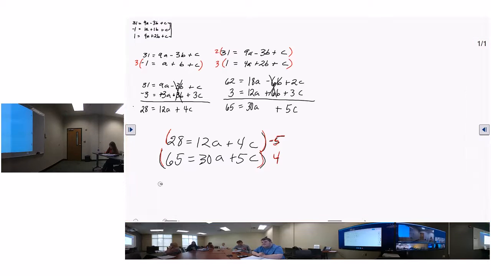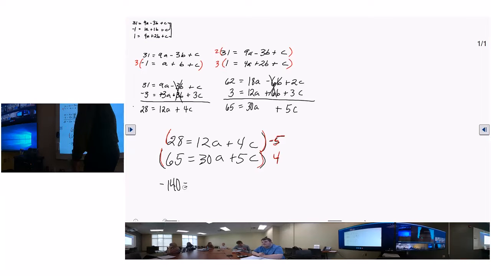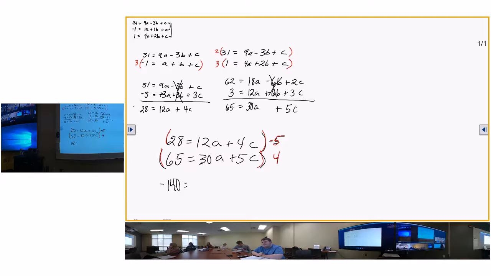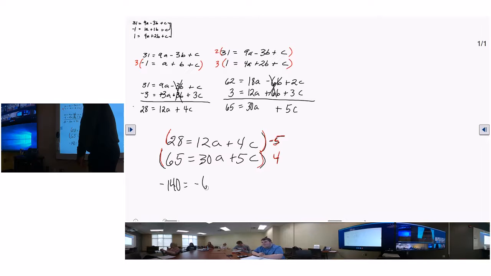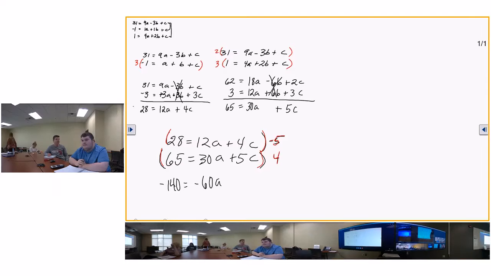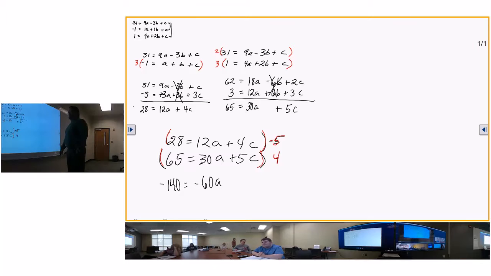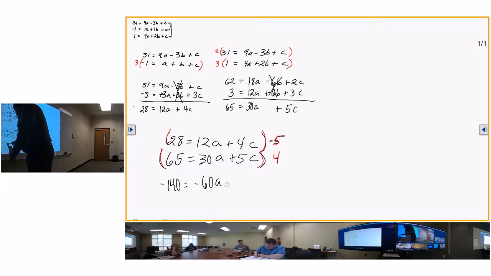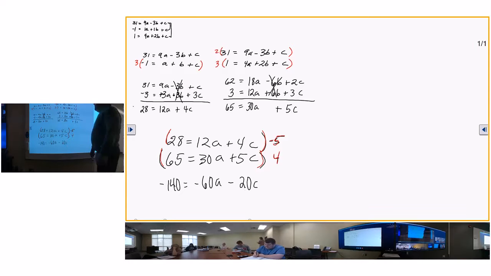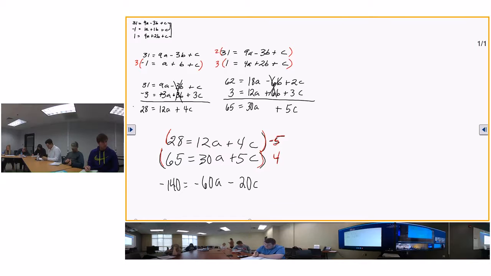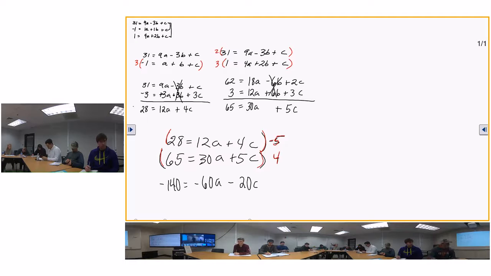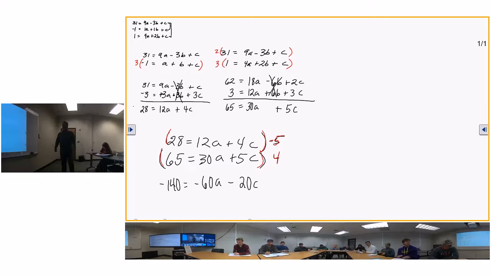So -140 is equal to negative 60? Negative 5 times 12 is negative 60. Negative 20. Okay, we might as well forget this because this is too hard of math, because 4 times 60 is 240 and then you add 20, so that would be 260, right? But that's too hard. We need to use a calculator.